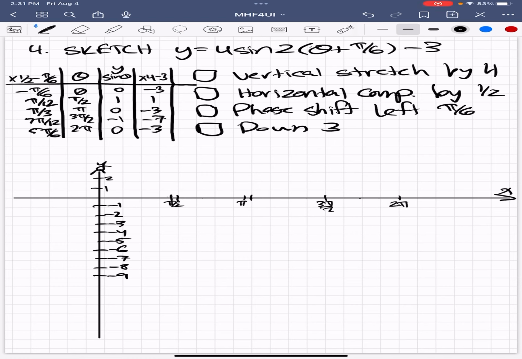2 pi. So we have, I'm just going to do it by degrees because I know pi over 12 is 15 degrees. And we also have negative pi over 6, which is negative 30 degrees. So I'm just going to space it weirdly. It's not going to be correct, but it's just for our understanding.